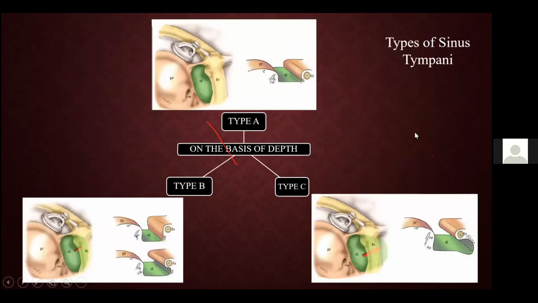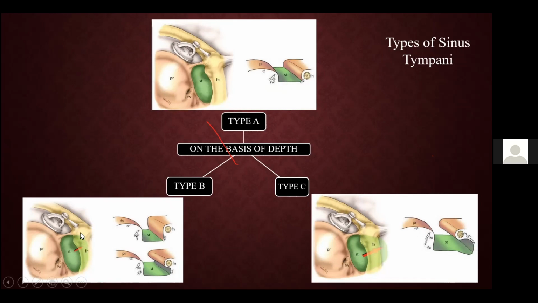Sinus tympani is also classified on the basis of depth, and there are three types: A, B, C. A is the small sinus tympani, B the deep sinus tympani, and the very deep sinus tympani with posterior extension is termed type C. In type A, the medial limit of the sinus tympani doesn't cross the medial border of the facial nerve. So the disease clearance is very easy. Even with microscopic approaches, we can clear it. Endoscope will also help, definitely.